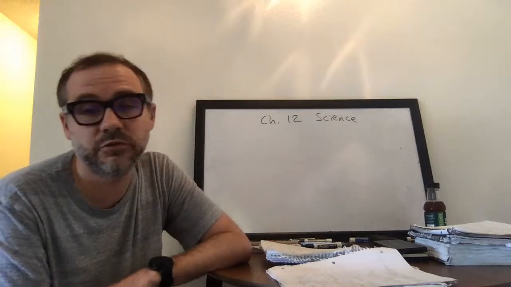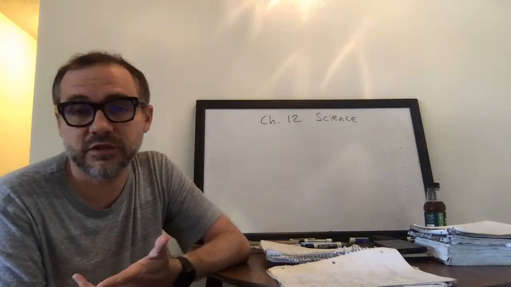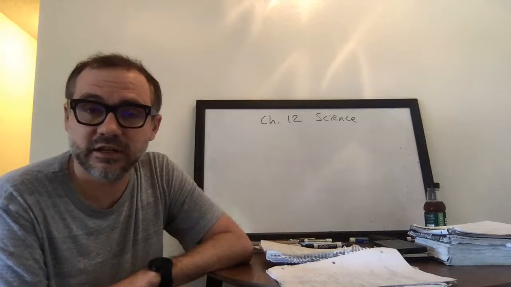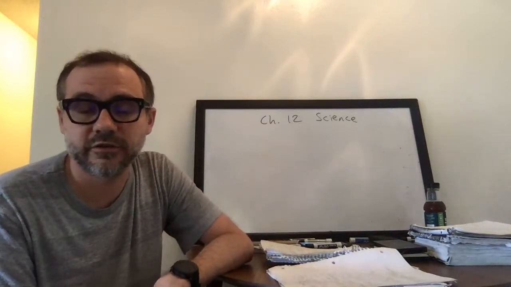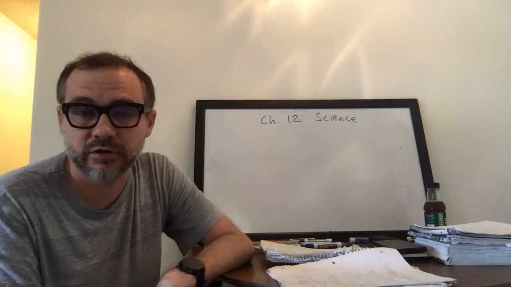And then the assumption of unity, which is that it is believed that there's a single set of scientific laws and principles that could be used to explain the occurrence of all events from the largest to the smallest.